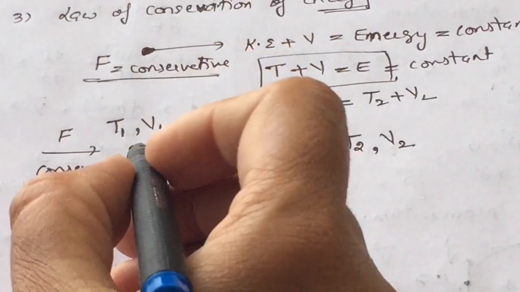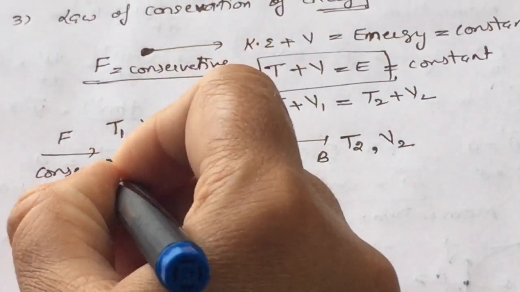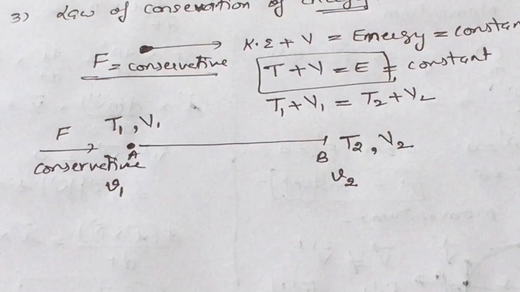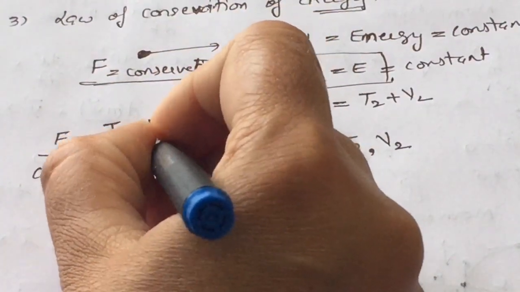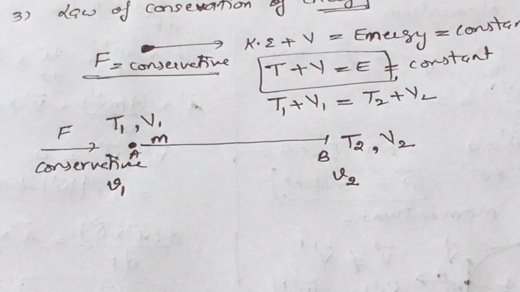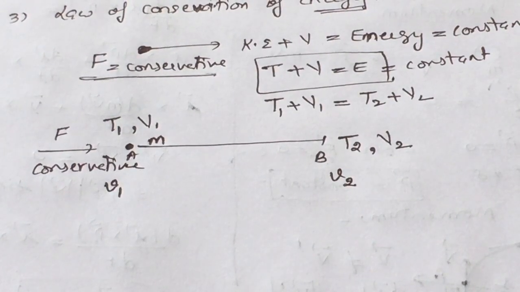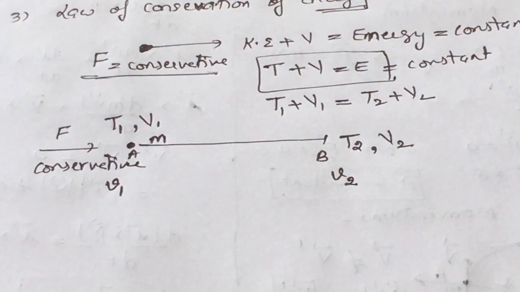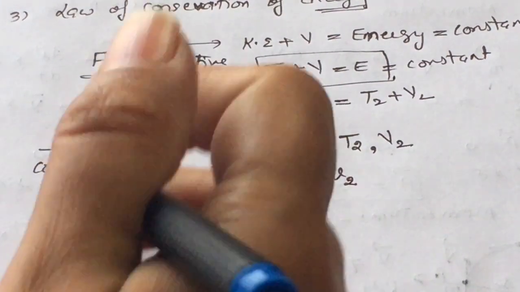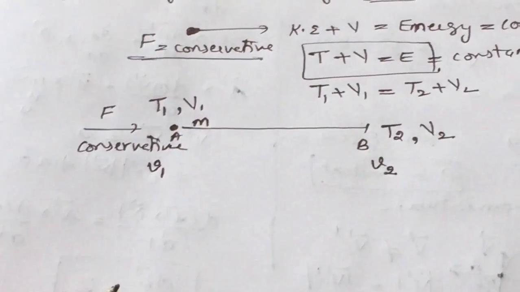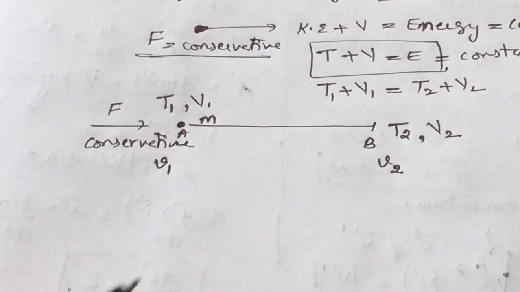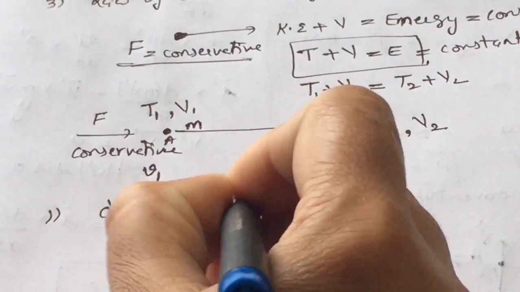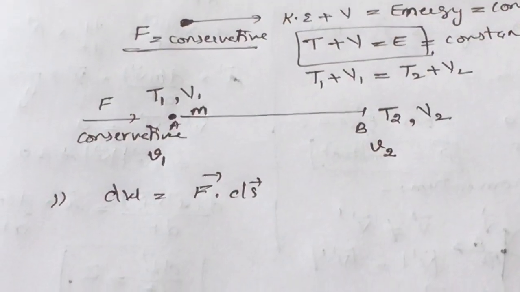In our first case, at position A, let us consider the velocity of the particle is v1, and at B the velocity of the particle is v2, and the particle, which is moving under the conservative force, has mass m. These are the things we are taking to explain the system we are considering. Now, how will we define work? Because work is related to energy: energy is work, and work is energy. Here, in our first case, we are finding the expression relating work and kinetic energy.